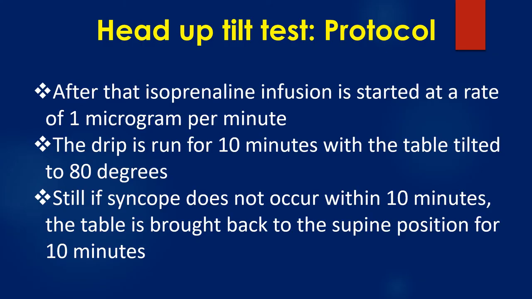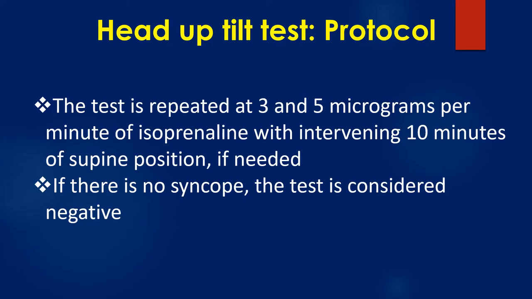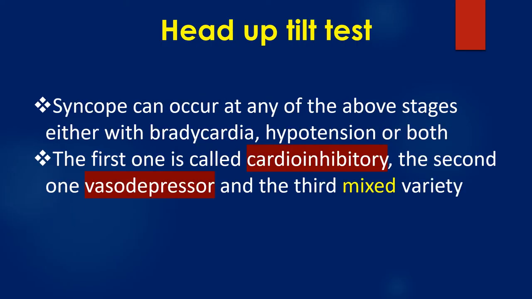Still, if syncope does not occur within 10 minutes, the table is brought back to the supine position for 10 minutes. The test is repeated at 3 and 5 micrograms per minute of isoprenalin with intervening 10 minutes of supine position if needed. If there is no syncope, the test is considered negative. Syncope can occur at any of the above stages, either with bradycardia, hypotension or both. The first one is called cardioinhibitory, second one vasodepressor, and the third mixed variety.